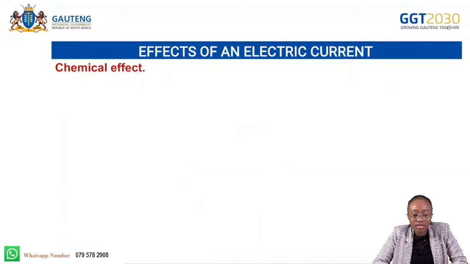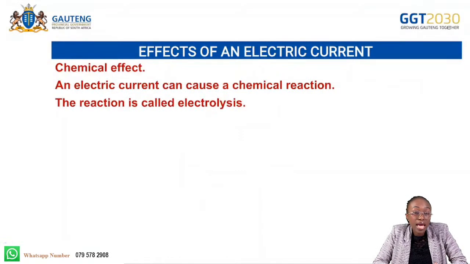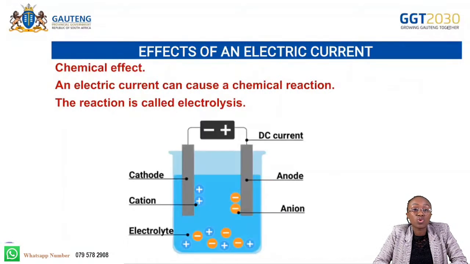And then next, it has a chemical effect. An electric current is able to cause a chemical reaction. And this reaction has a special name. That reaction is called electrolysis.